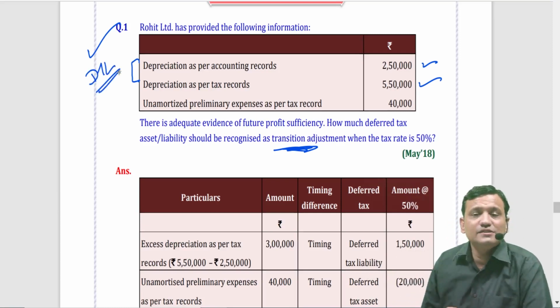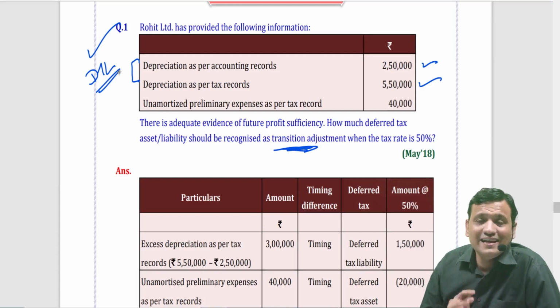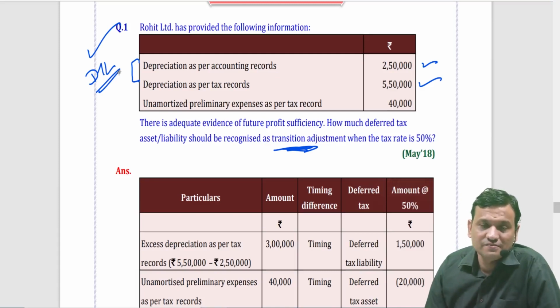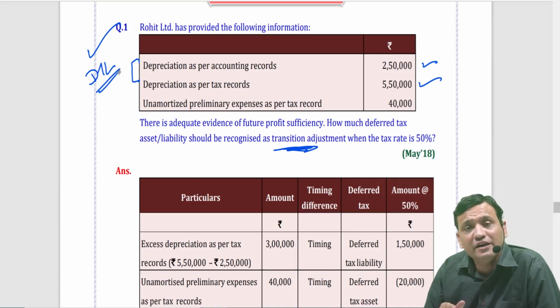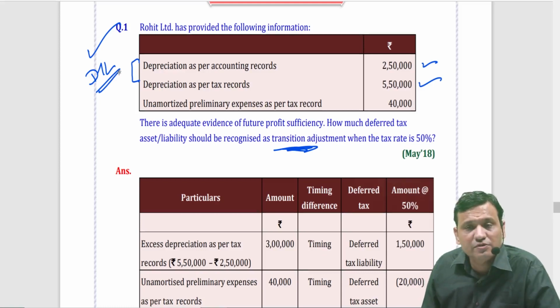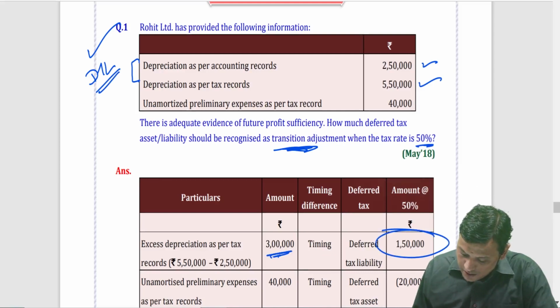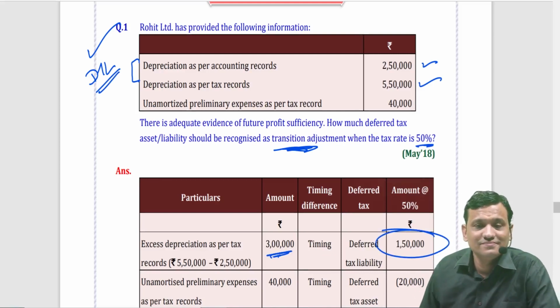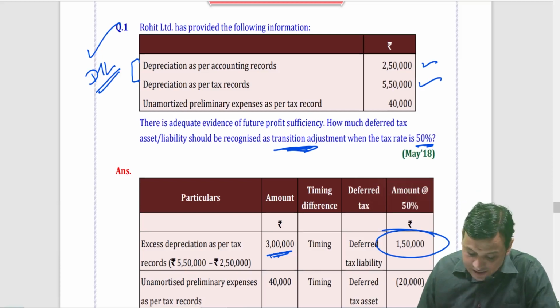But this DTL is not 3 lakhs, because 3 lakhs is the timing difference. Deferred tax is nothing but timing difference into tax rate. So my timing difference is 3 lakhs. My tax rate is 50%. So can I say 3 lakhs into 50% will be nothing but 150,000. So 150,000 will be the DTL, deferred tax liability.